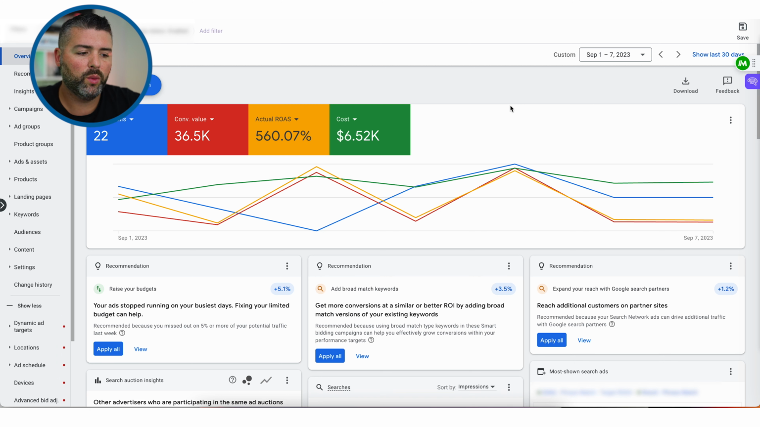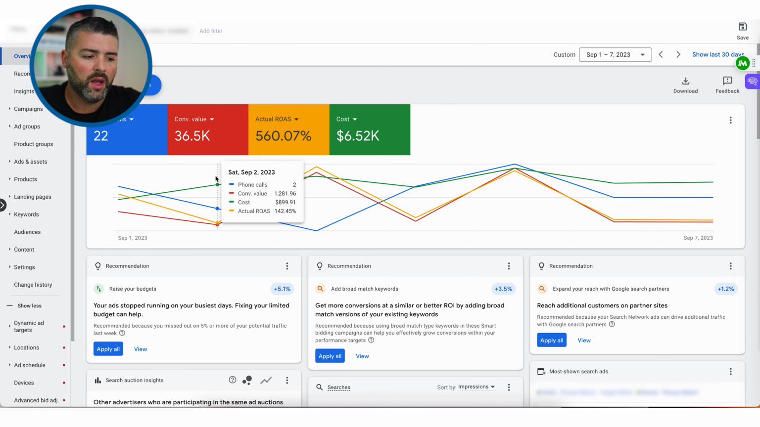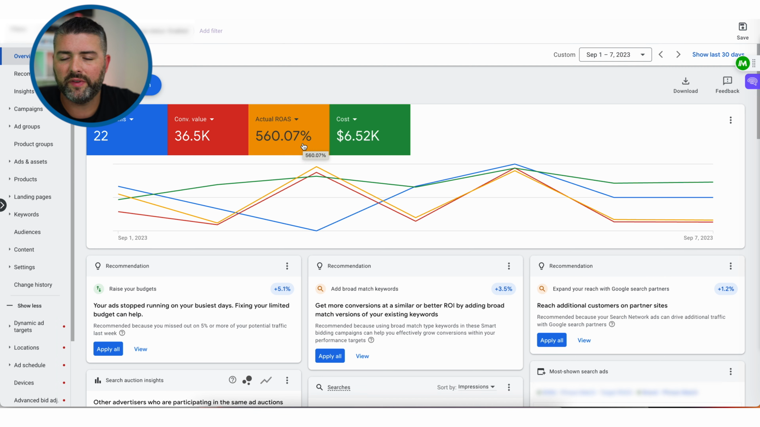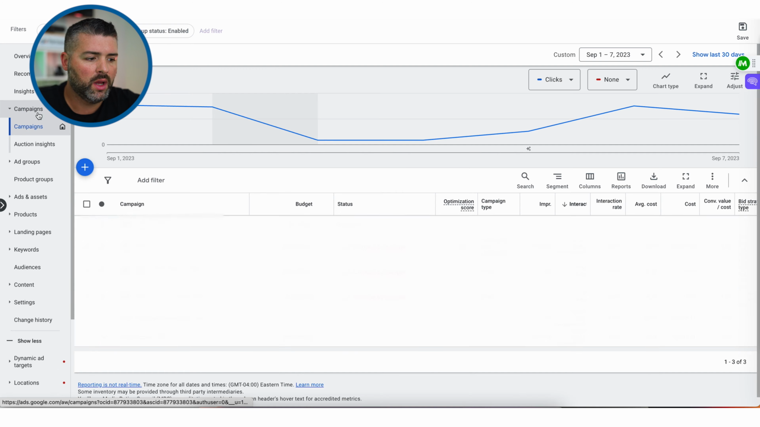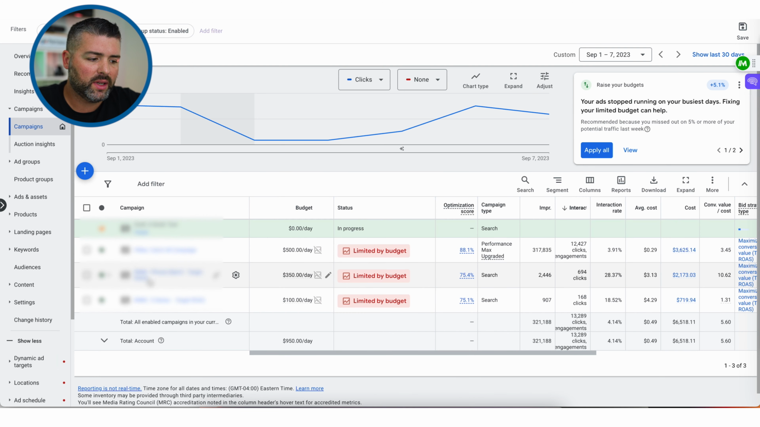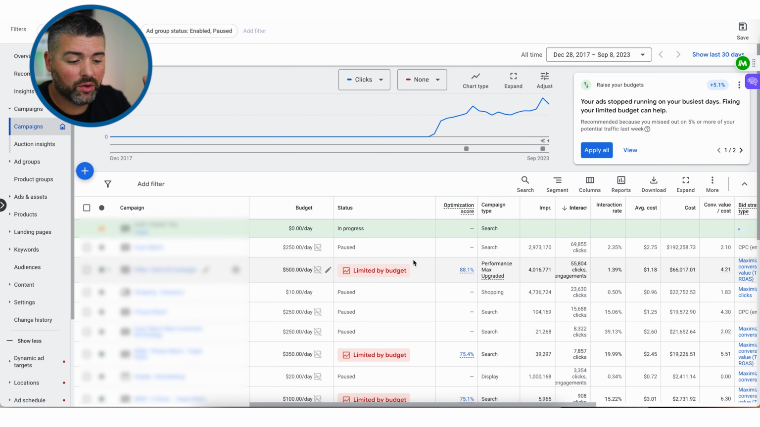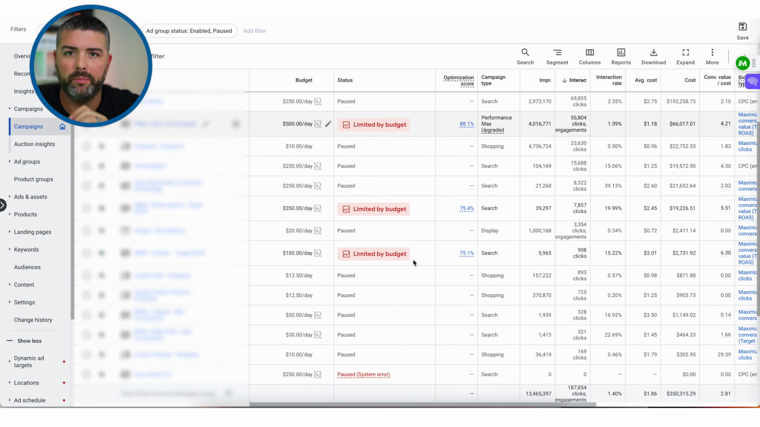So we're going into one of our client accounts. We have a conversion value of $36,000 over the last week, cost $6,000, giving us a 5.6x ROAS. Within these accounts and campaigns, you can see we are running a few different ones: target ROAS, catch all, performance max. What I want to do is look through all of the data that helped us get to that target ROAS bid strategy.